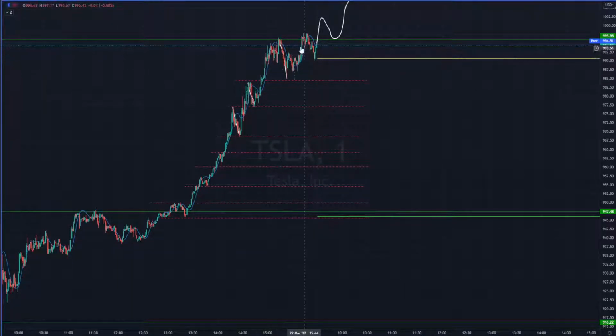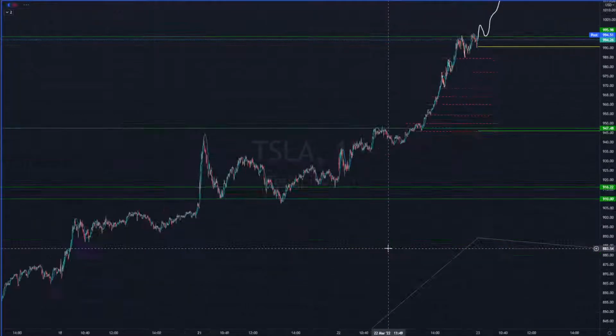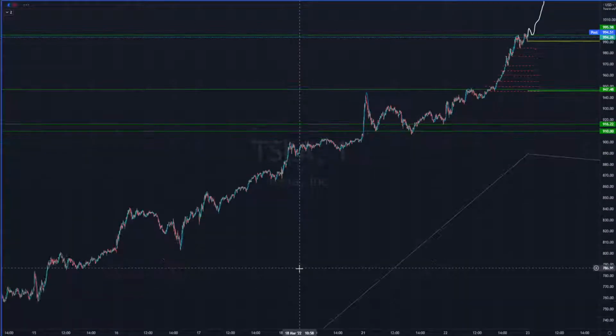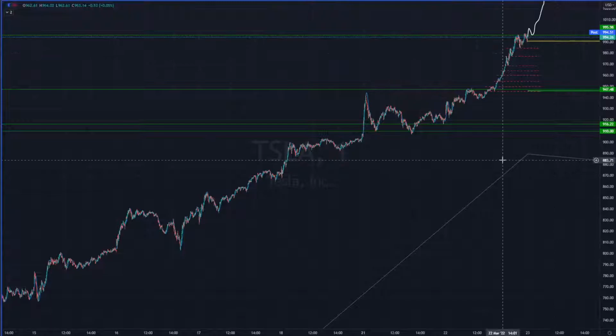But with Tesla, the big question was, when are we looking to short? Well, I'm not looking to short. The momentum is too strong to the upside. Why would you want to short something that looks like this? I would not want to short something that looks like this. It looks too bullish. Too bullish.